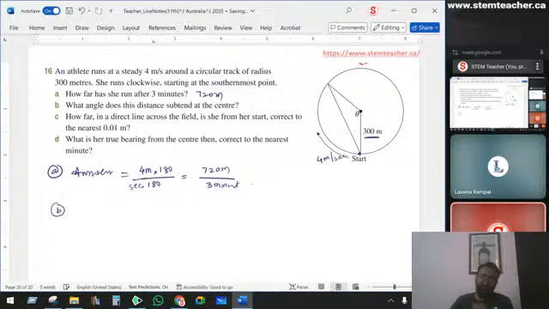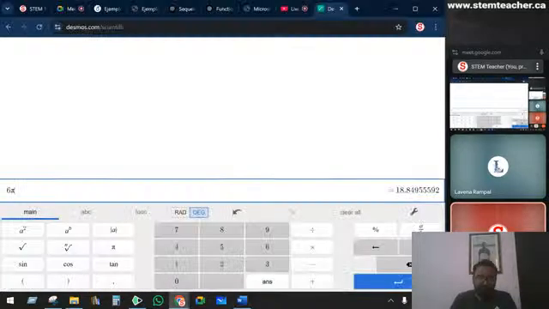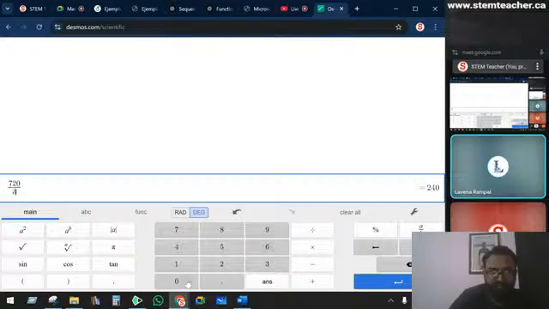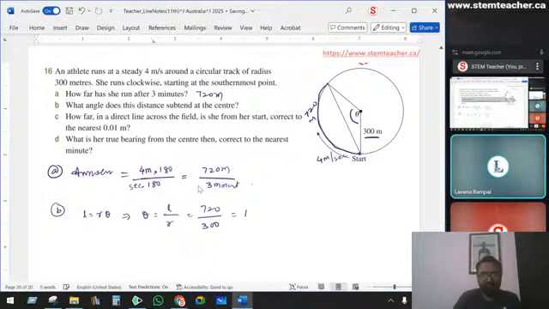So if this arc length has been given as 720 meters, how can we get this angle? L is equal to r theta, which implies theta is equal to L by r. L is 720, r is 300. What is 720 by 300? The answer is 2.4 radians.